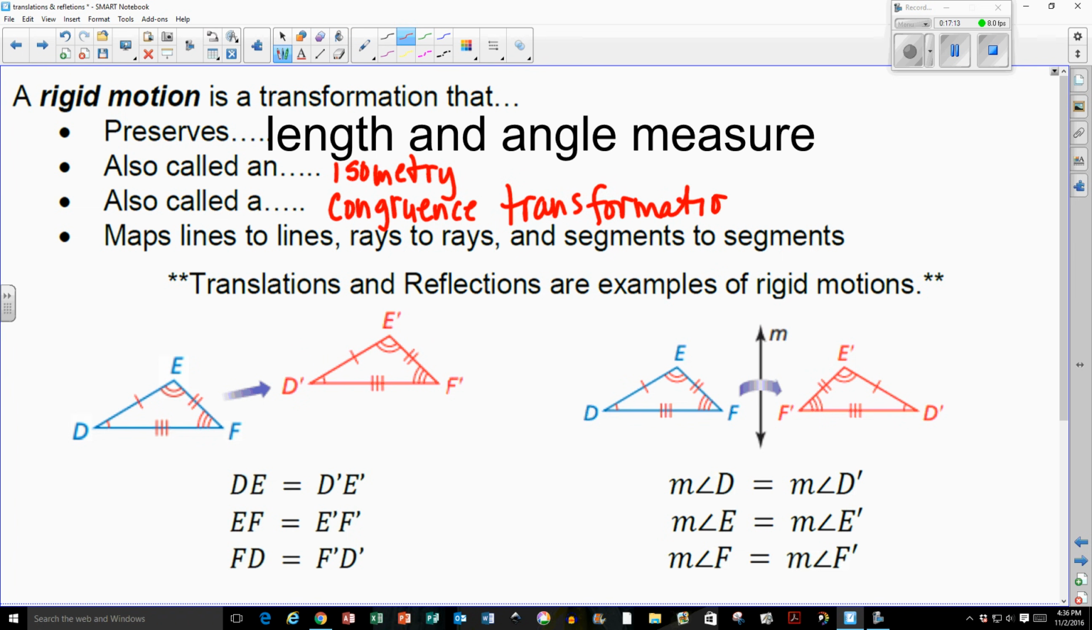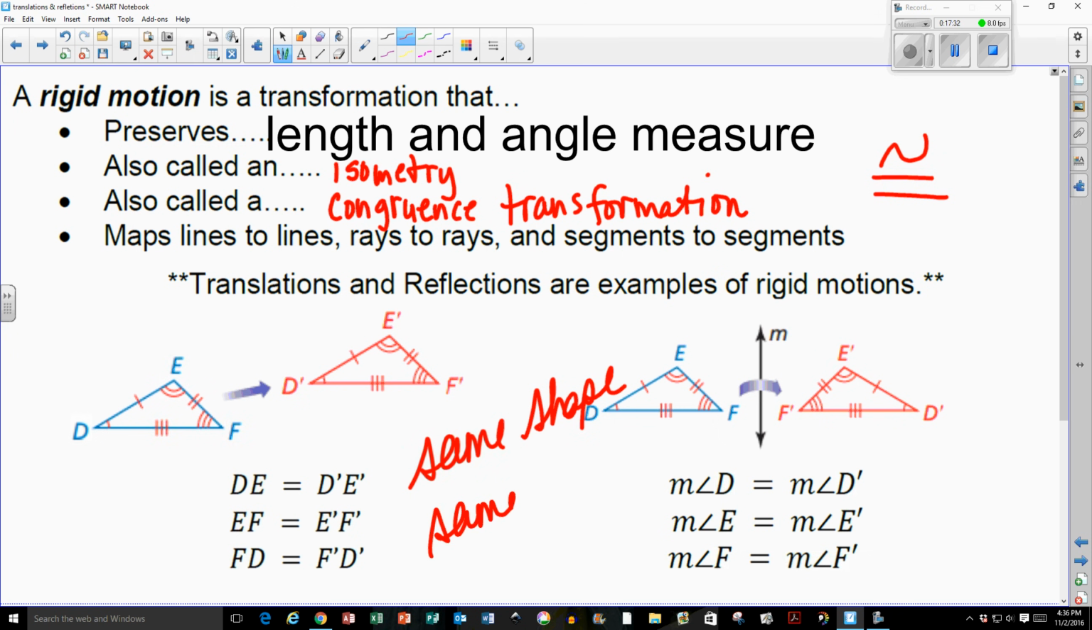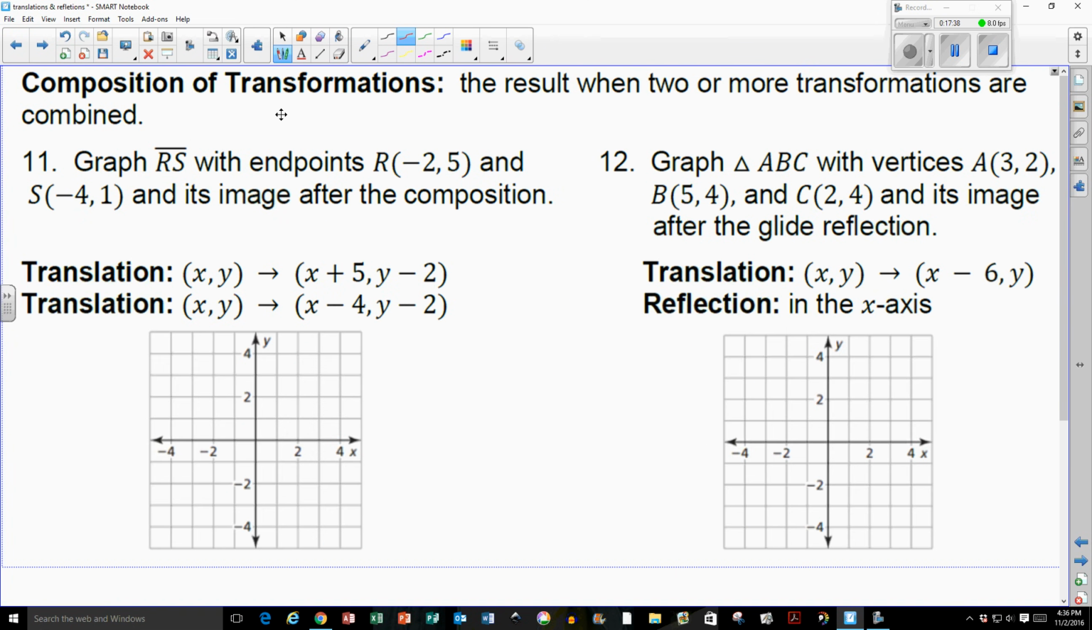Meaning that everything stays the same. So obviously, if the length and the angle measure stay the same, and it's called a congruence transformation, that just means that your shapes are all congruent. So same shape, same size. So nothing changed.